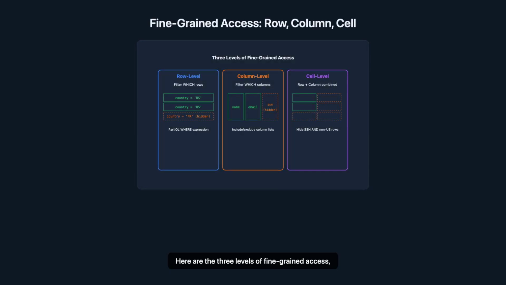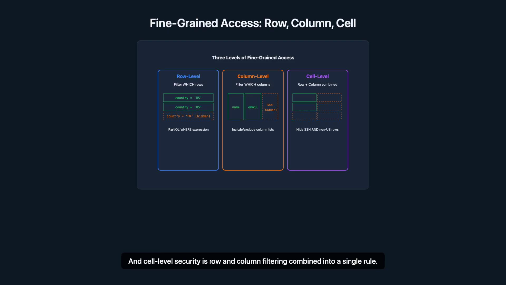Here are the 3 levels of fine-grained access, and you need to know all 3 by name. Row-level security filters which rows the user can see, for example, only rows where country equals US. The filter expression uses PartiQL WHERE clause syntax. Column-level security filters which columns are visible: show name and email, but hide social security number.